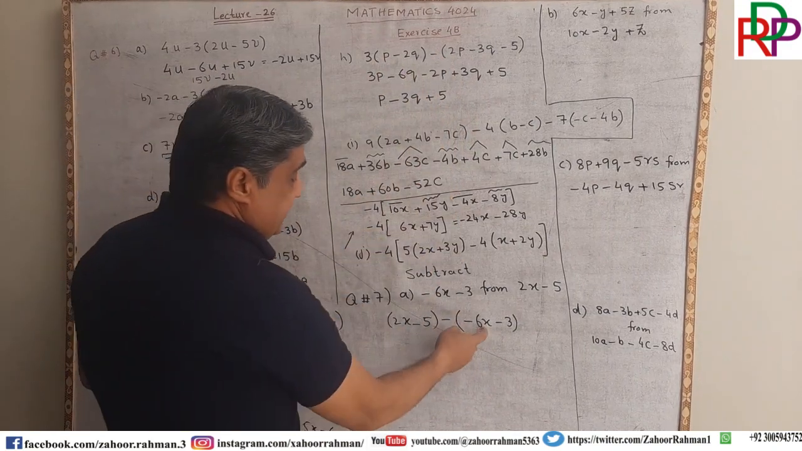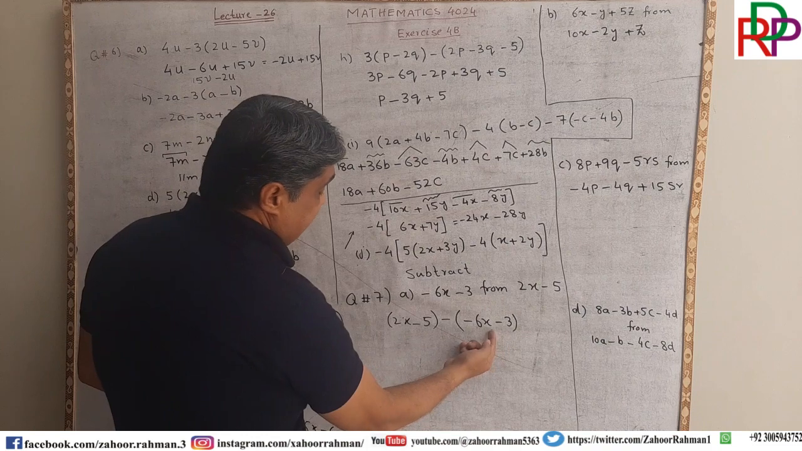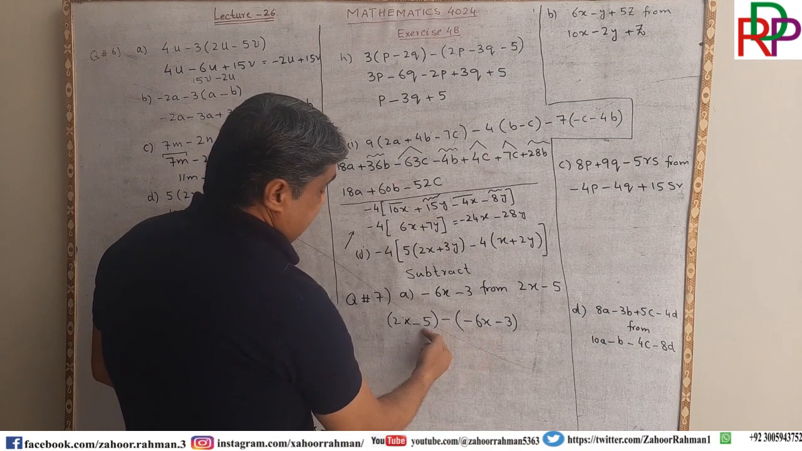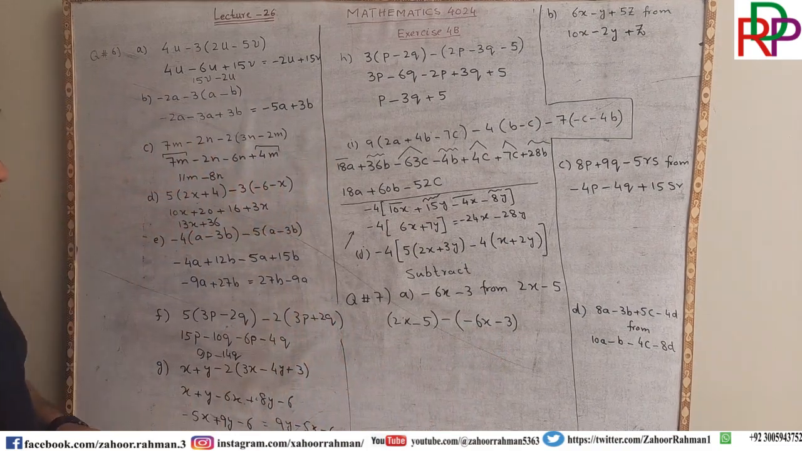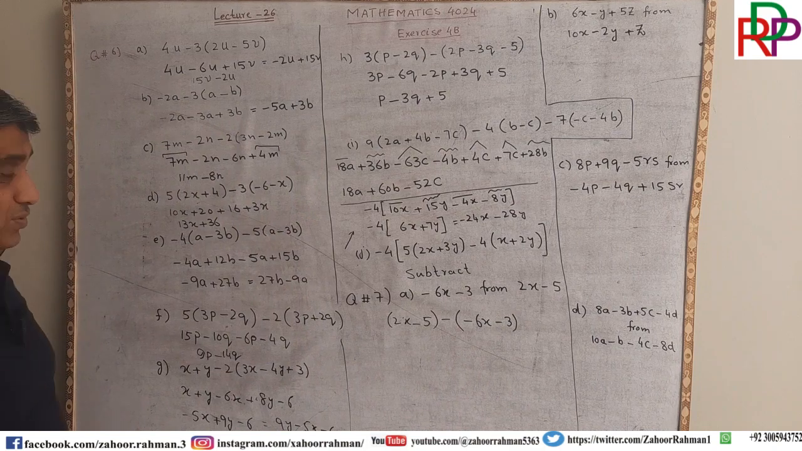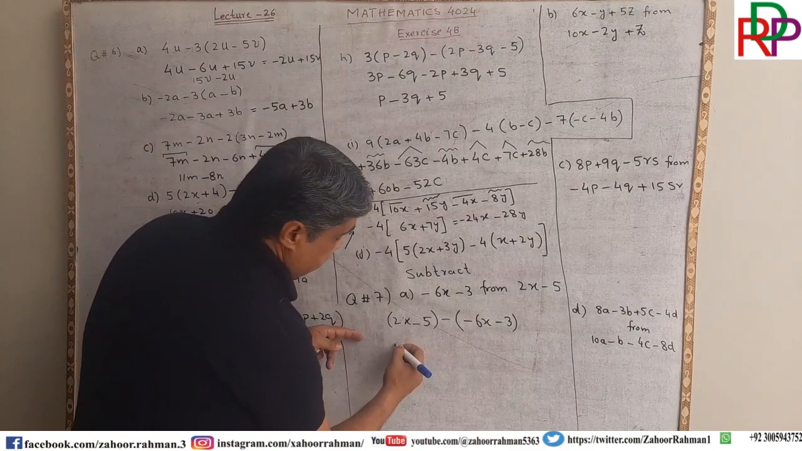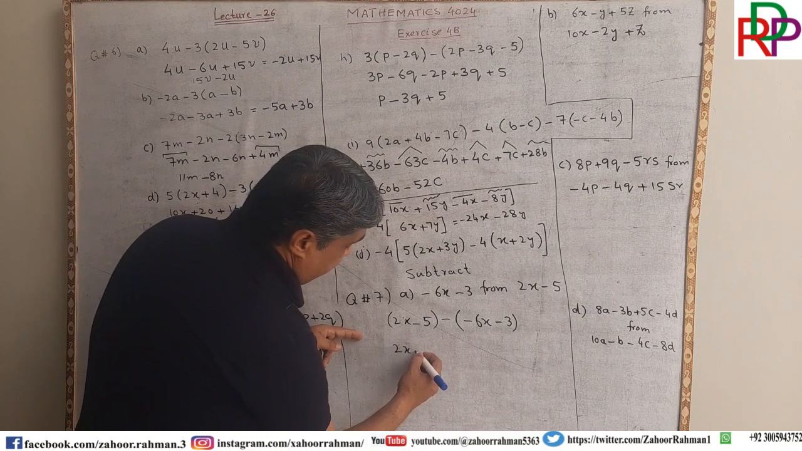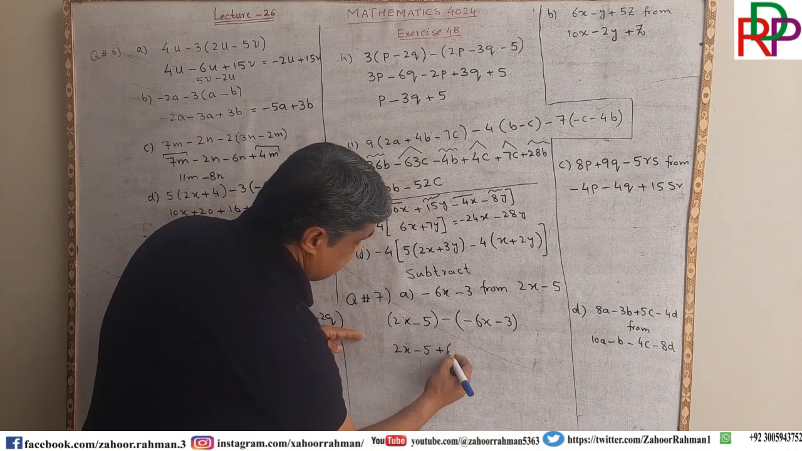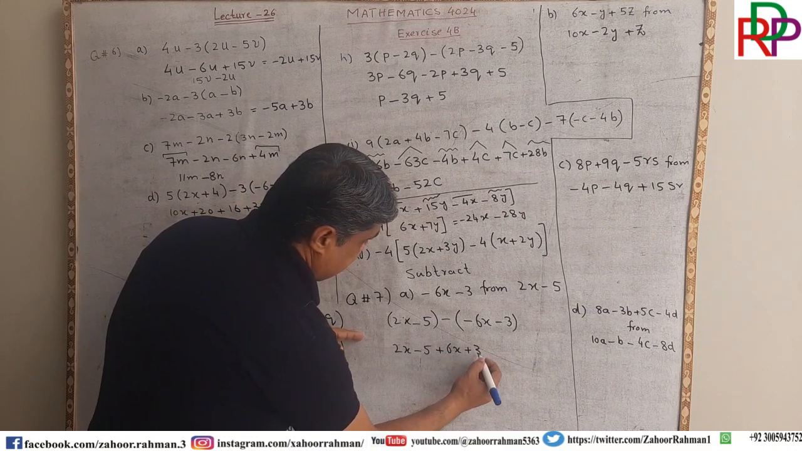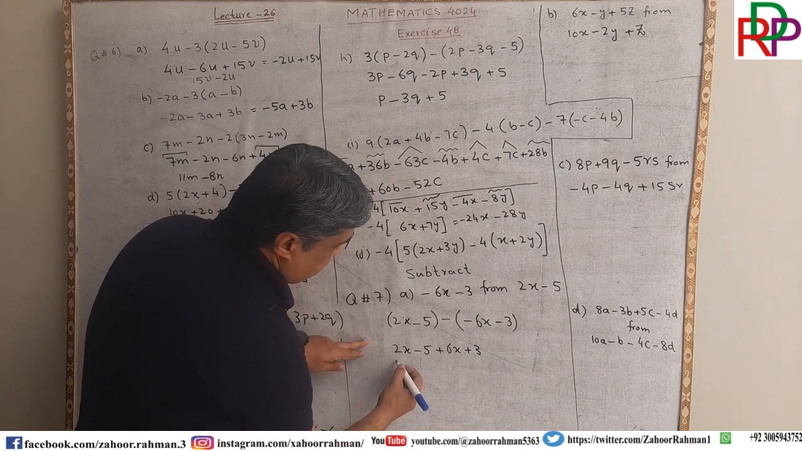Now if you are writing this first and then the second one, then you will get a different answer which will be wrong. So I am simplifying it to 2x minus 5 plus 6x plus 3. And next we have to do what?